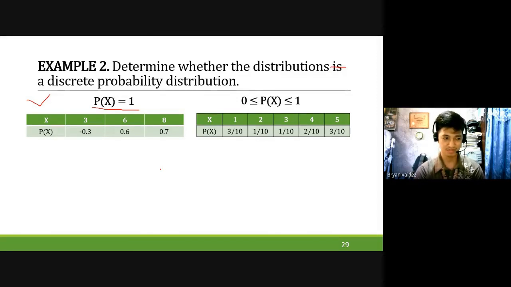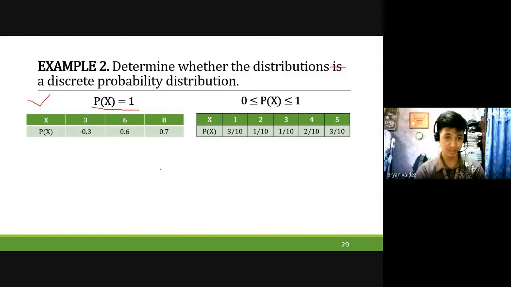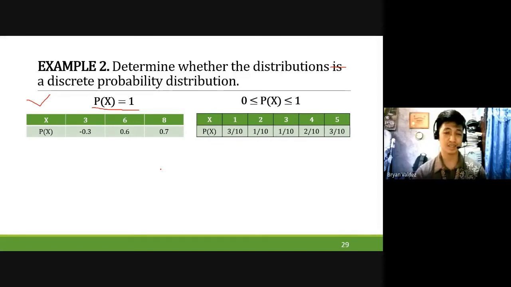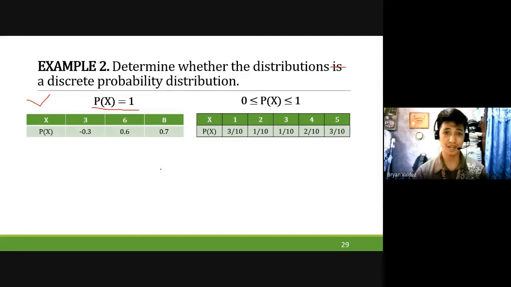Hindi po. Bakit hindi po? Kasi po may negative po. Okay, may negative. Ano pa? Decimal po. Decimal. Di ba, yung fraction form, pwede natin siya i-convert sa decimal. So, we can represent probability with decimal as well. Pwede din percentage.